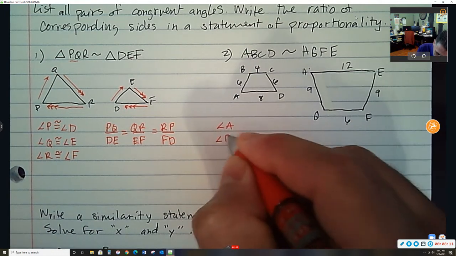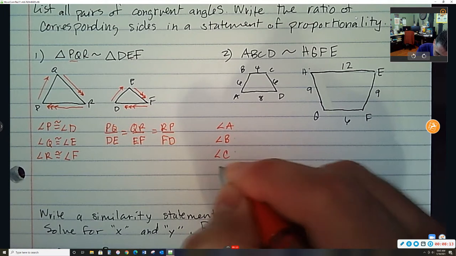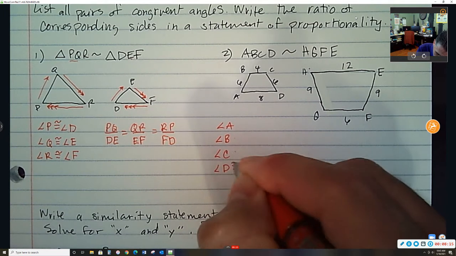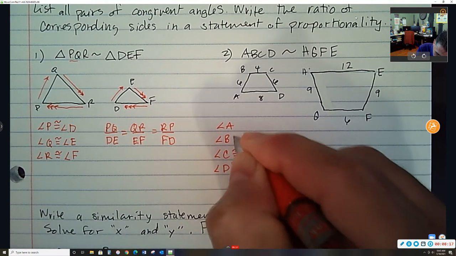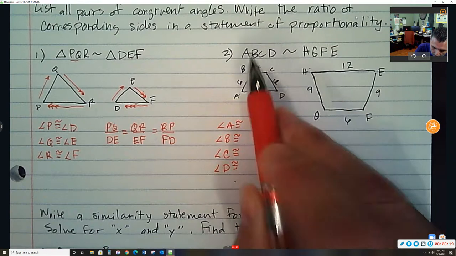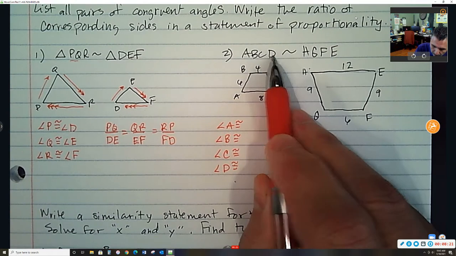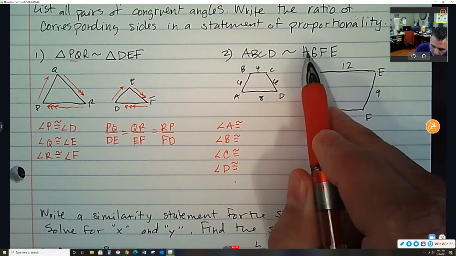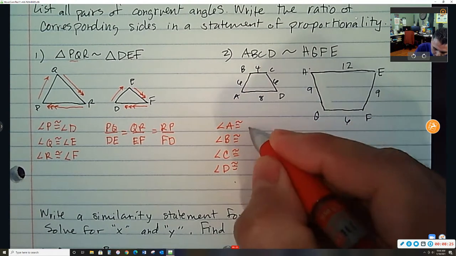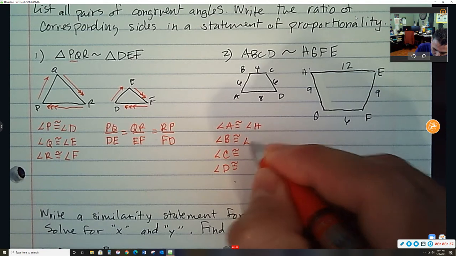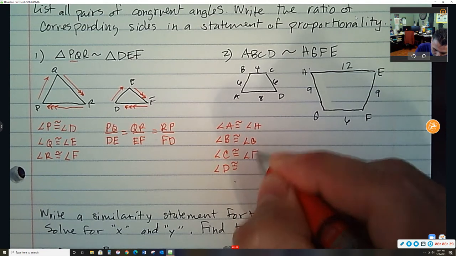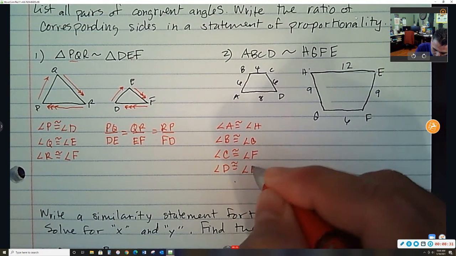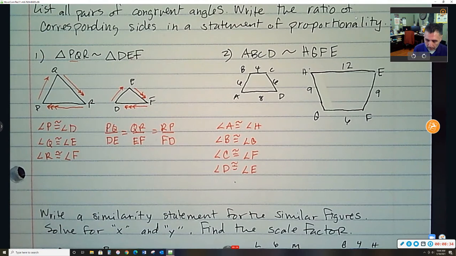A, B, C, D. And I just went in order, A, B, C, D. And then same thing, just go in order here, H, G, F, E. That's how they match up. H, G, F, E.